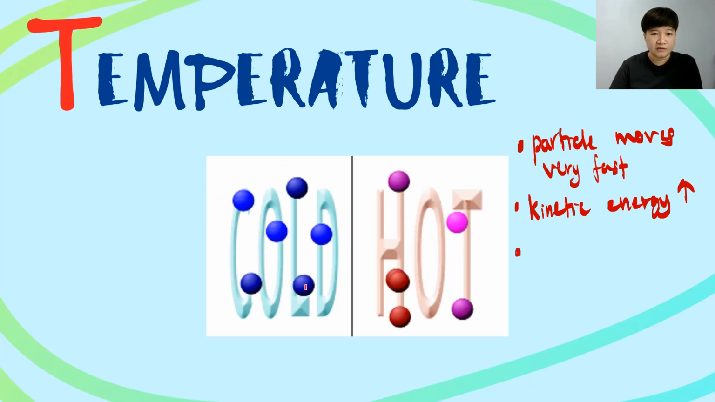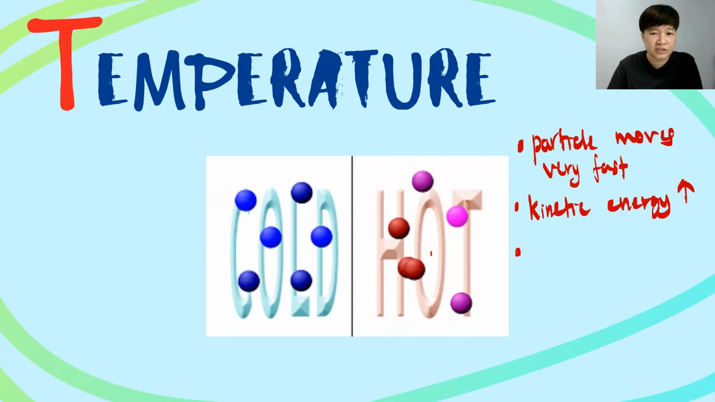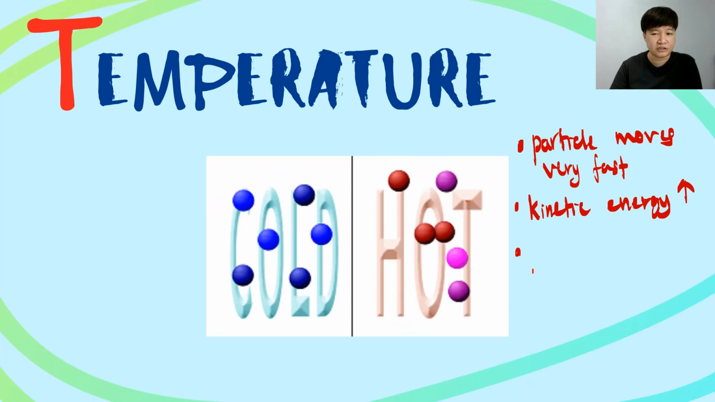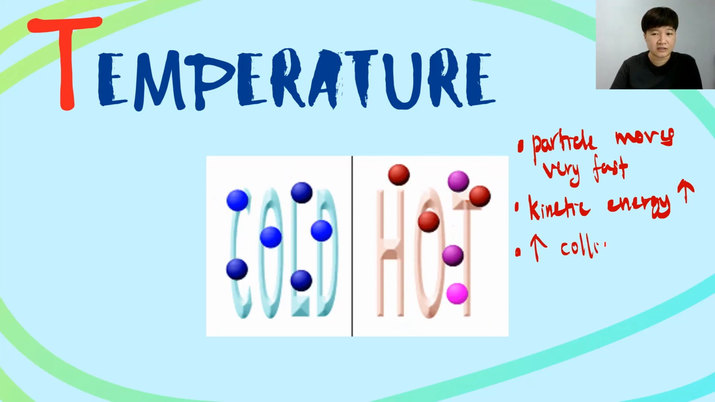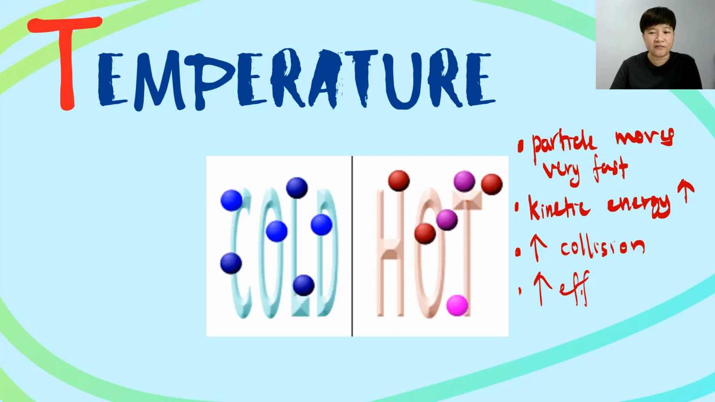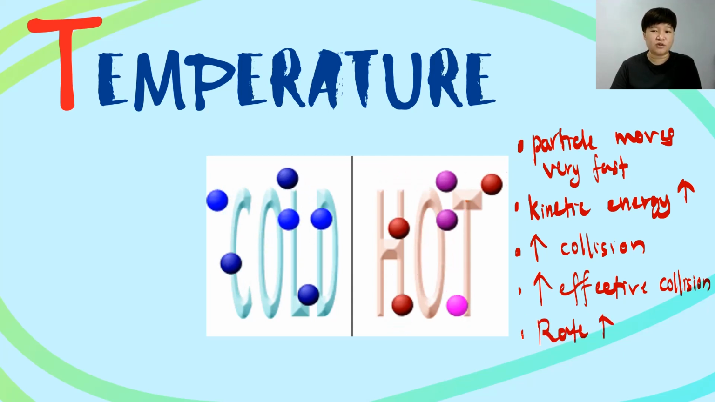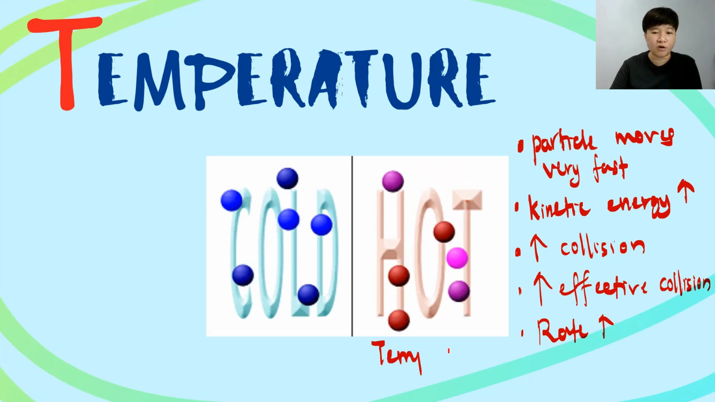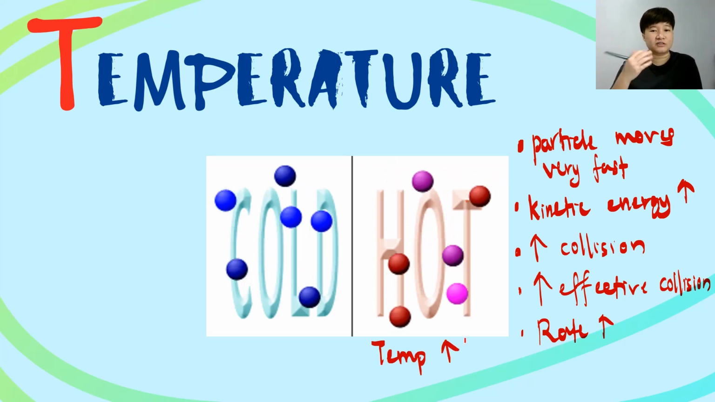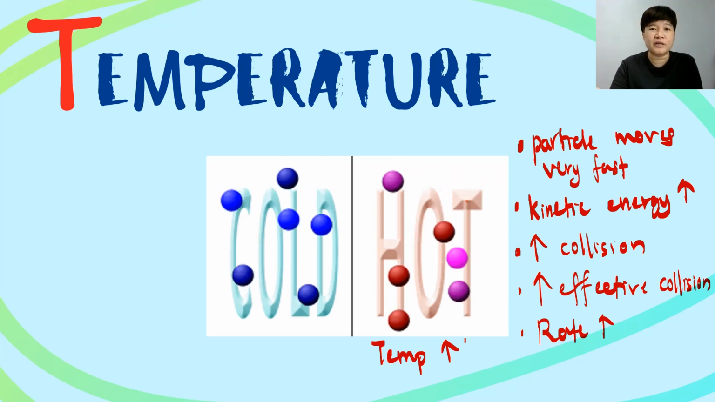Look at your diagram. When it's cold and when it's hot, which one gives you more collision? You can see it very clearly over here. Obviously, the one in the hot will give you more collision. Higher collision, and obviously, guys, the same thing: higher collision, higher effective collision. When there is higher effective collision, obviously the rate increases. So the rate will increase when the temperature is higher. Because the particles can move faster, automatically they will collide even more. So for temperature, we will talk about the factor kinetic energy.